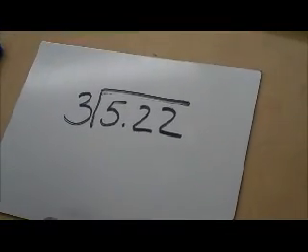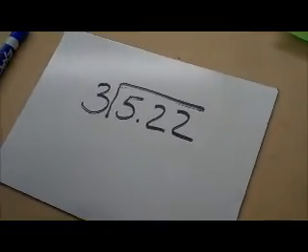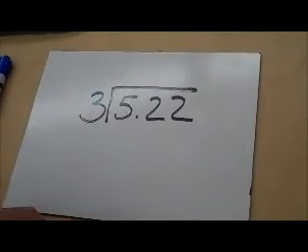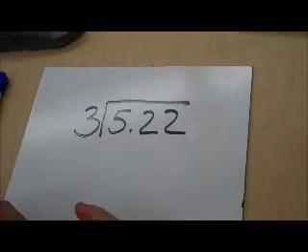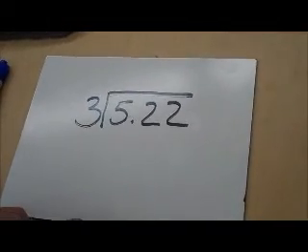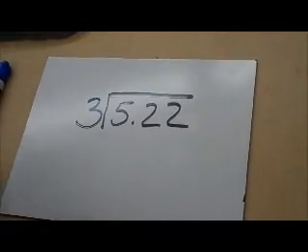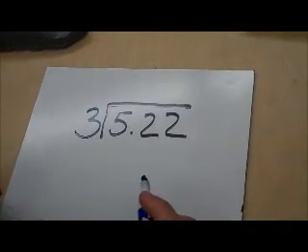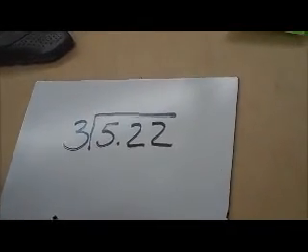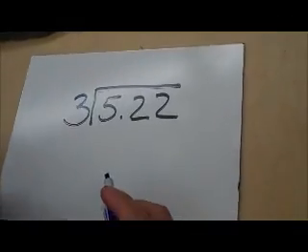Okay, we're going to now divide decimals by whole numbers. As you can see, I have 5 and 22 hundredths, and I'm going to try to divide it by 3. Now, as we have seen in previous videos, we do know how to divide. So we should do very well with this. Here's the first little key clue to this.